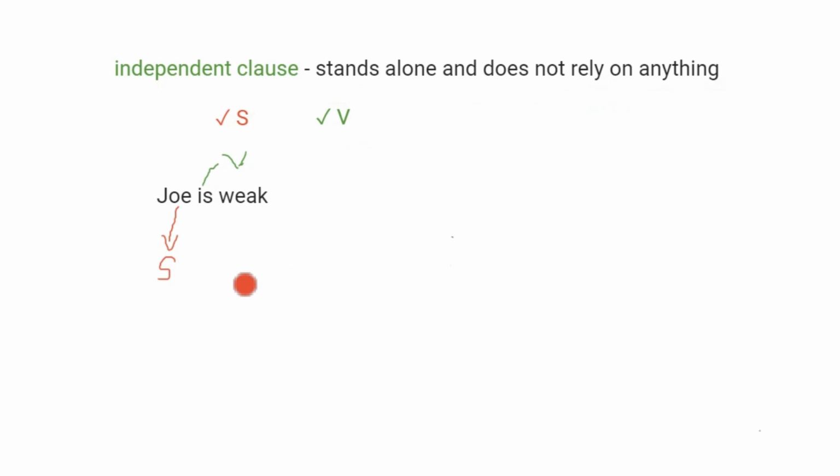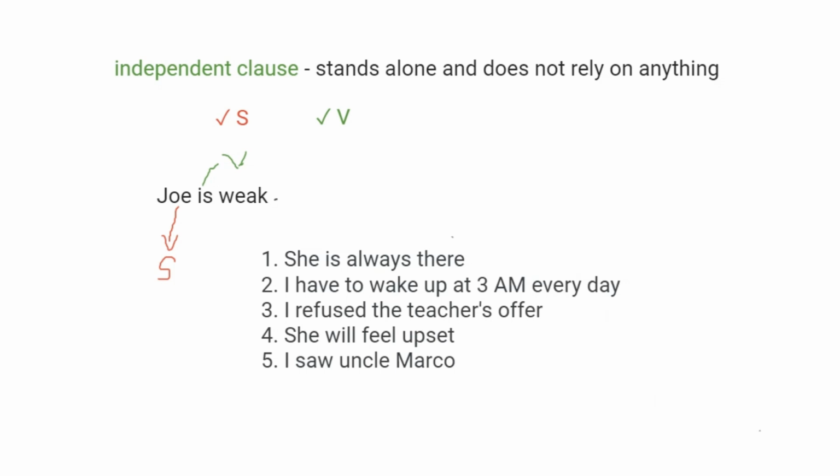Let's just take the same subject for our example. Joe. Joe is weak. We have the subject and we have the verb, but this time it is an auxiliary verb. When we read it, it does not leave us hanging compared to the dependent clause. And we can put a period right here because it already makes a complete sentence. Let's have more examples. Reading these clauses, we know that they do not leave us hanging because they give us a complete thought. We can just put a period for them to become a sentence.